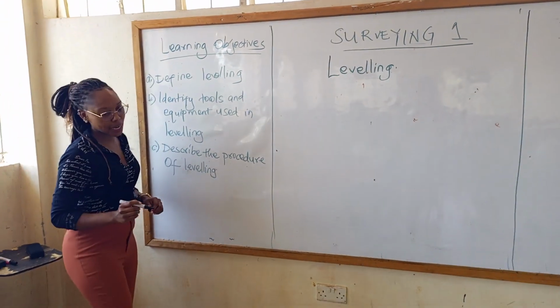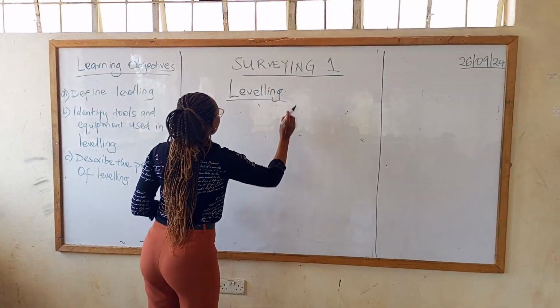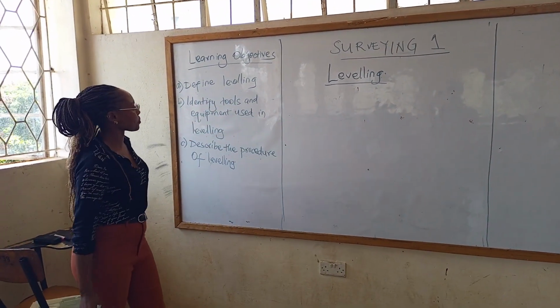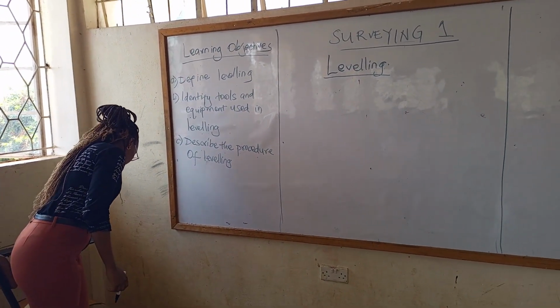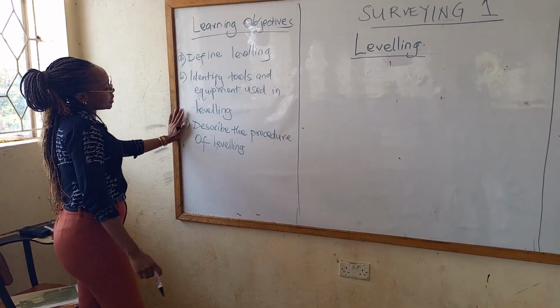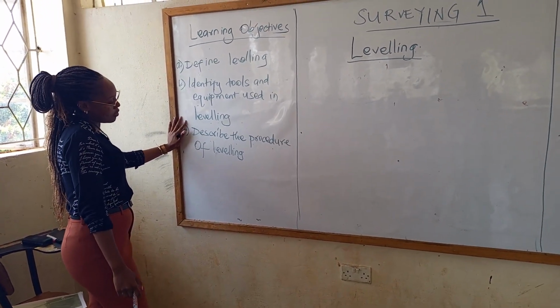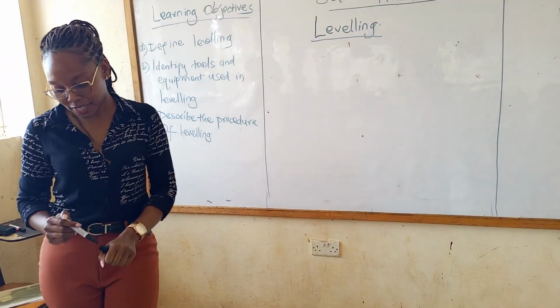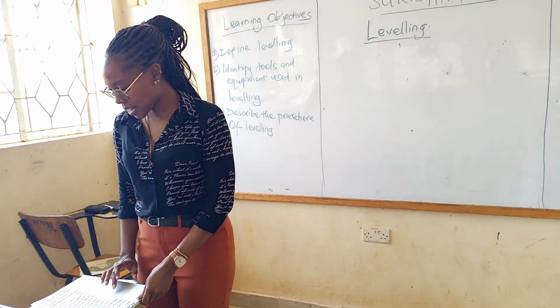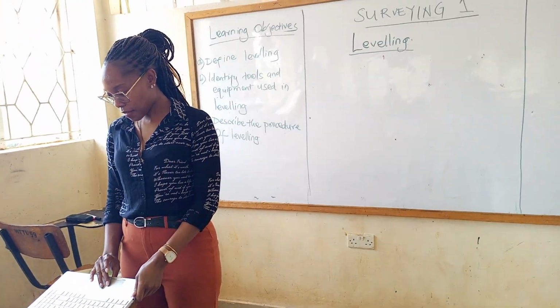So these are our learning objectives for today. The first one is define leveling. The second one is identify tools and equipment used in leveling. And the last one is describe the procedure of leveling. As you can see, this is a very easy thing that will be done very fast.